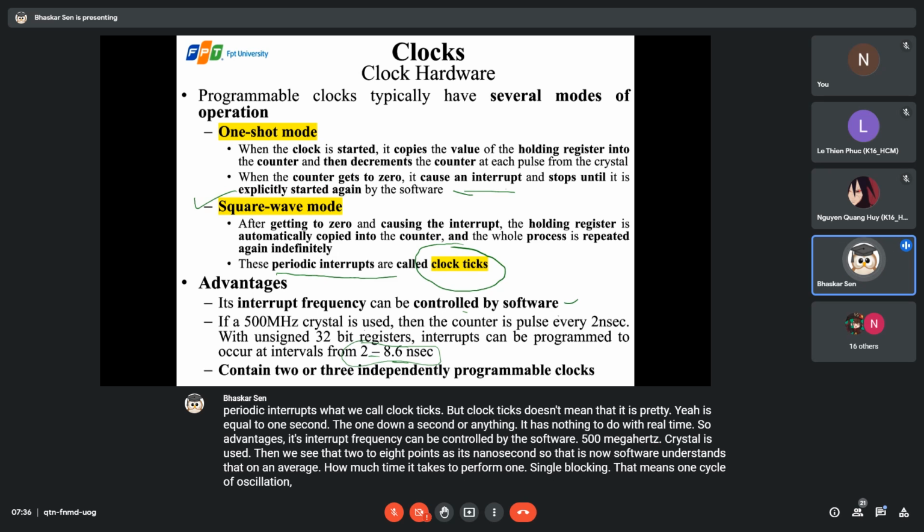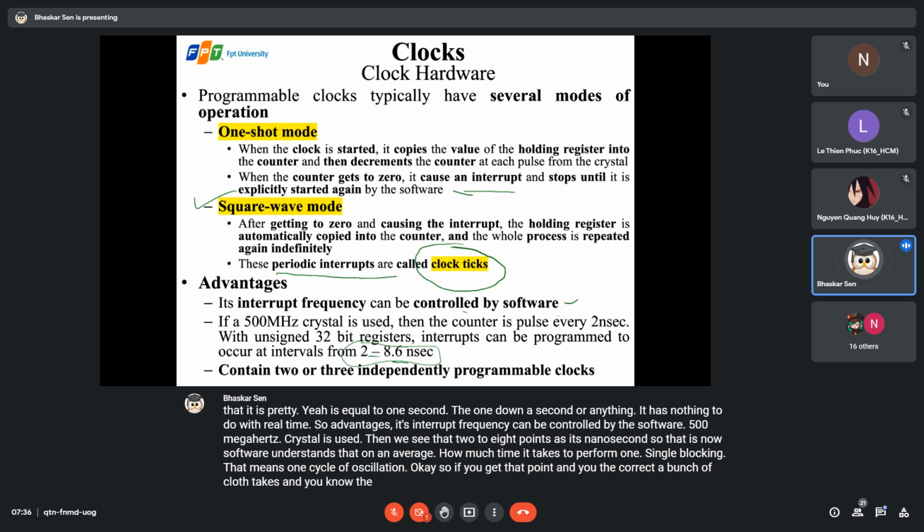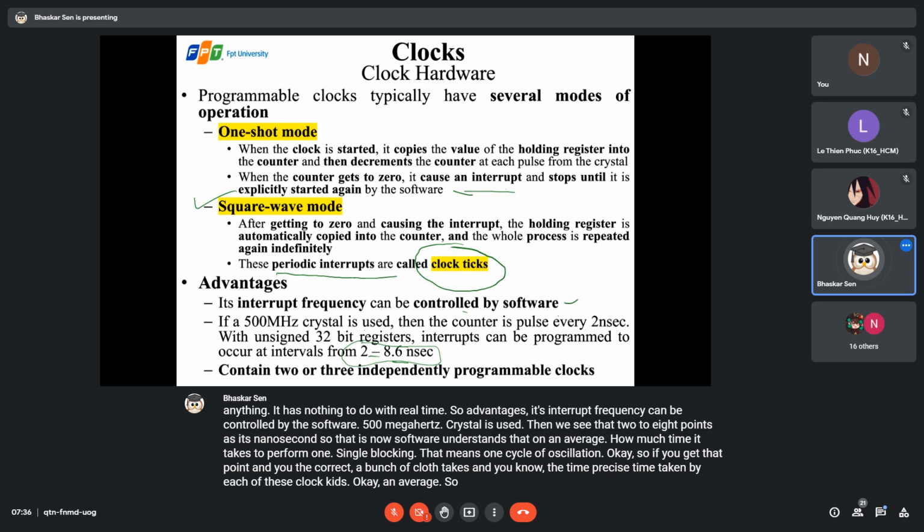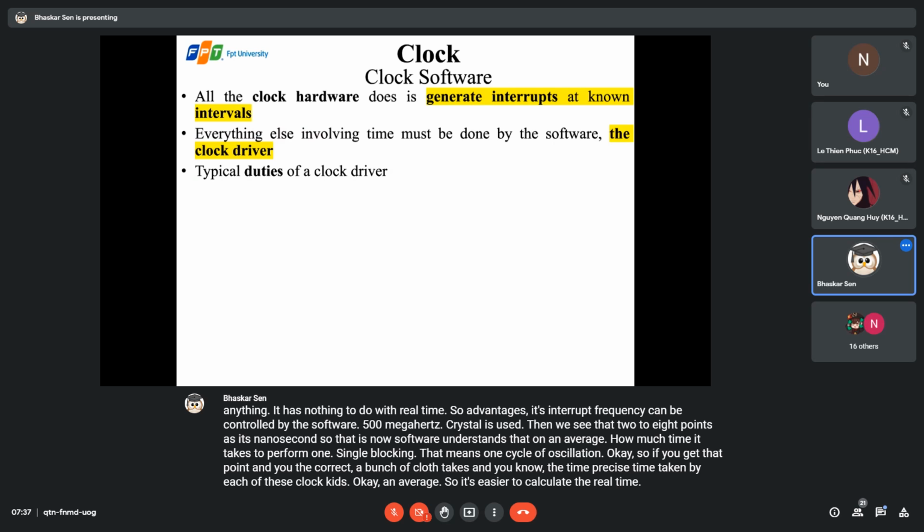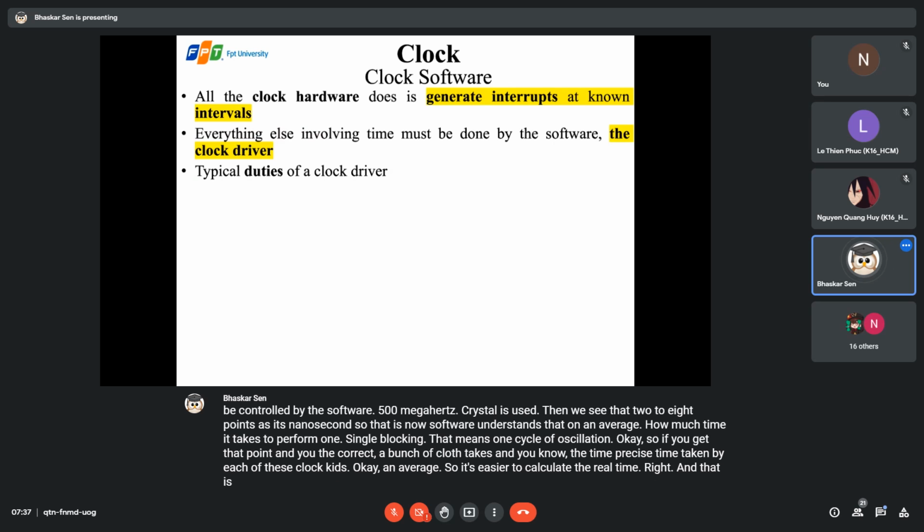Okay? So if you get to that point and you collect a bunch of clock ticks and you know the precise time taken by each of these clock ticks, on average, it's easier to calculate the real time, right? And that is what they are doing all the time.